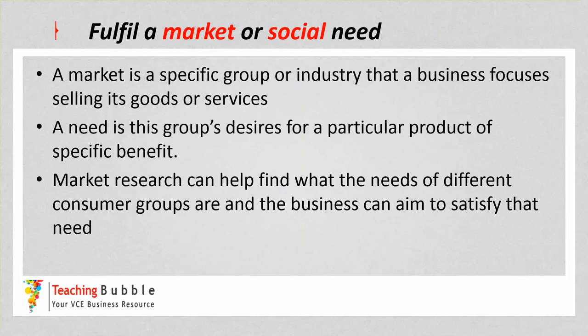The next one is to fulfill a market or a social need. So a market is a specific group or industry that a business focuses on selling its goods or services to. So a common group of people that have similar traits forms a market where they are looking to buy similar products or have similar needs. Now, a need is the group's desires for a particular product of specific benefit.